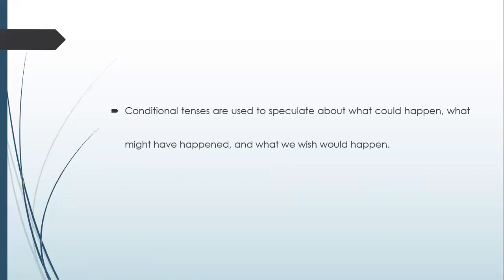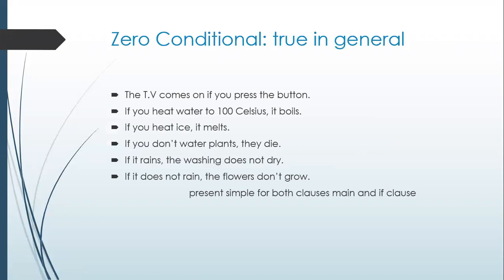So let's begin. Now, conditional sentences or conditional tenses are used to speculate about what could happen, what might have happened, and what we wish would happen. So it covers all these aspects. Now, there are basically three types of conditional sentences, girls. First is called zero conditional, second is the first conditional, then the second, and the last one is the third conditional sentences.